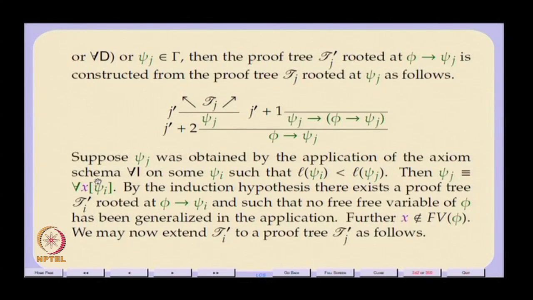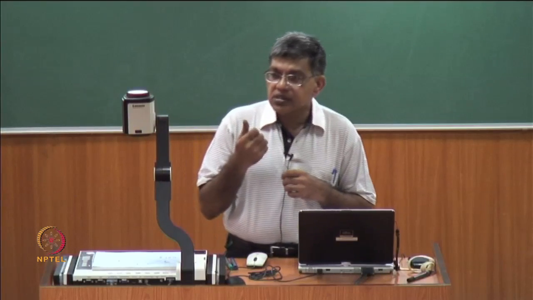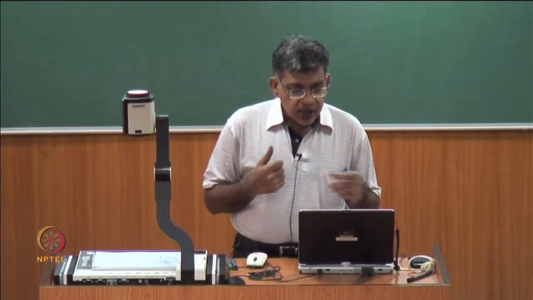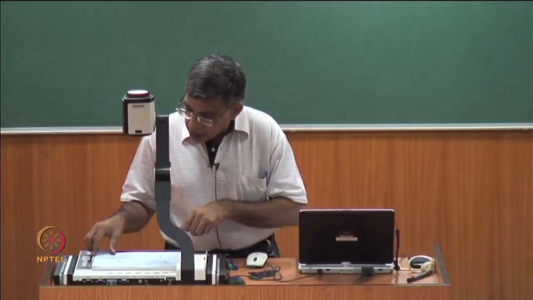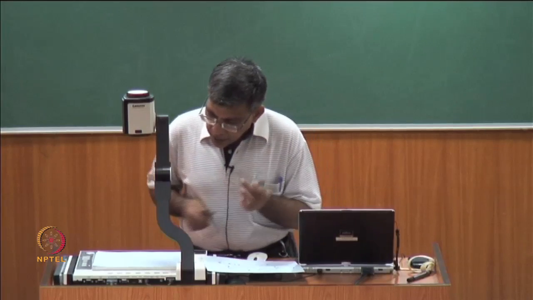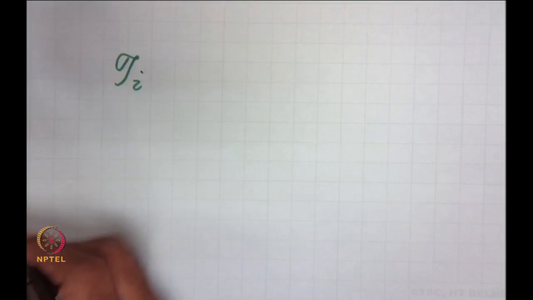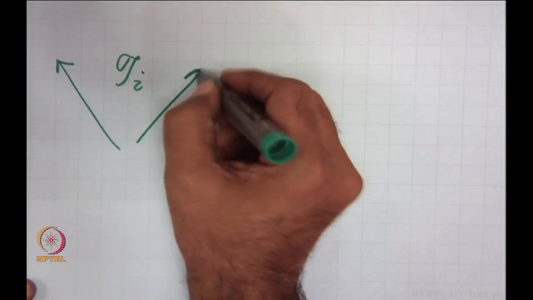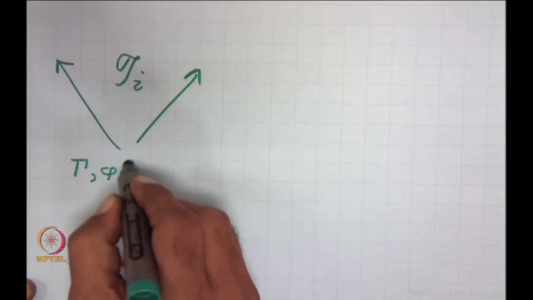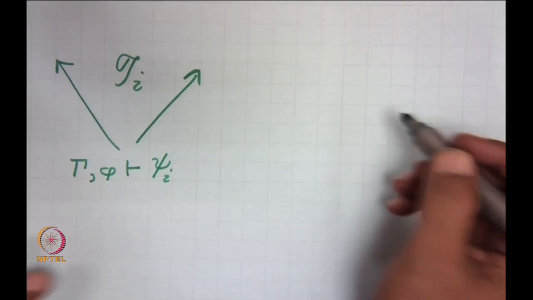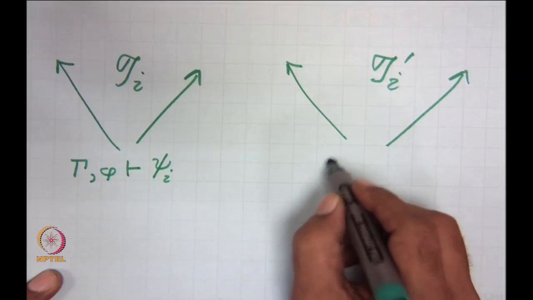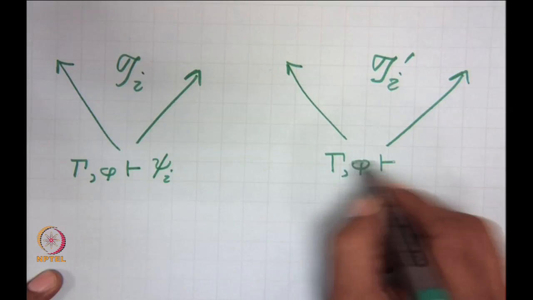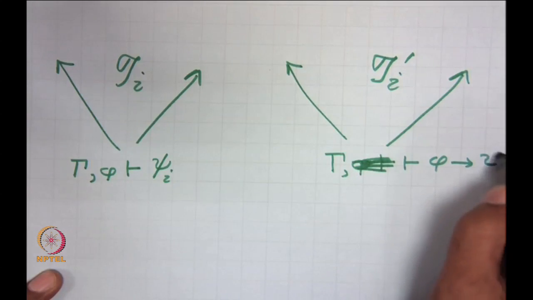So if you have psi j, that means you inferred psi j by an application of for all I on some psi I, right? And this proof is by induction on the depth of the proof tree, essentially on the levels of the proof tree. So by the induction hypothesis, I can assume that there is a proof tree Ti rooted at gamma comma phi psi I, and correspondingly I can assume that I have already constructed the proof tree Ti prime, which has phi arrow psi I, right.